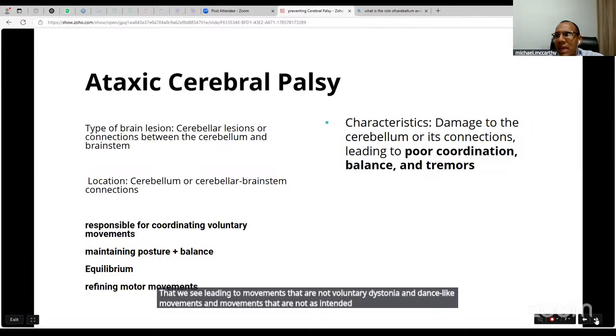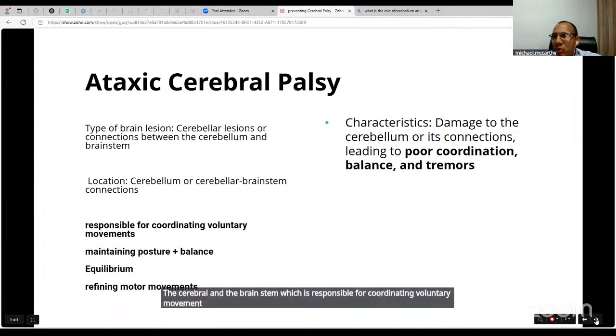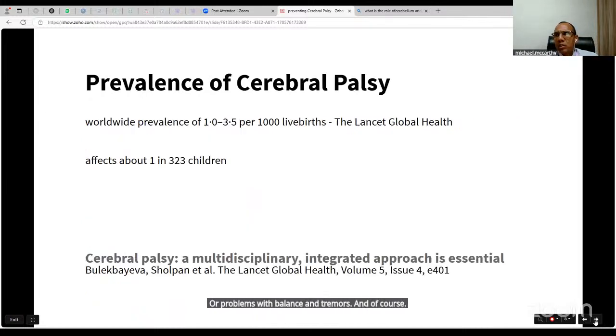And then the third is the ataxic, which has damage to the cerebellar aspects of the brain and the brain stem, the cerebellum and the brain stem, which is responsible for coordinating voluntary movement and balance and posture and so on, so that one can kind of walk in a straight line, if you want to simply put it. And so damage here leads to problems with balance and tremors. And of course, the mixture of the three.